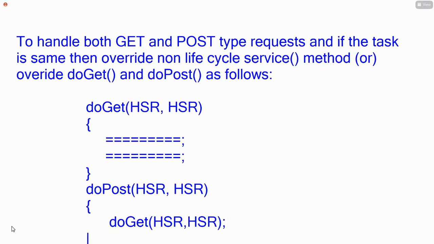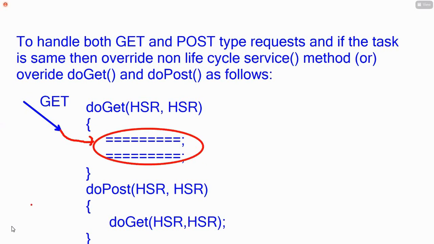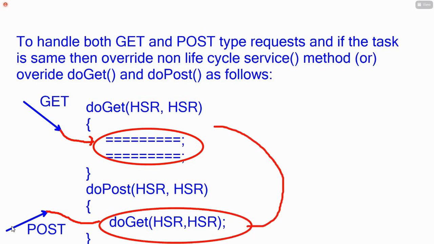Now, suppose get type request comes. If get type request comes, what will happen? It is called, no? It is called. It is not a problem. Directly called. If post type request comes, what will happen? This code is executed. What does this code call? This one, no? At last doGet is called. Okay. So Eclipse, what is it showing? Like this it is showing.